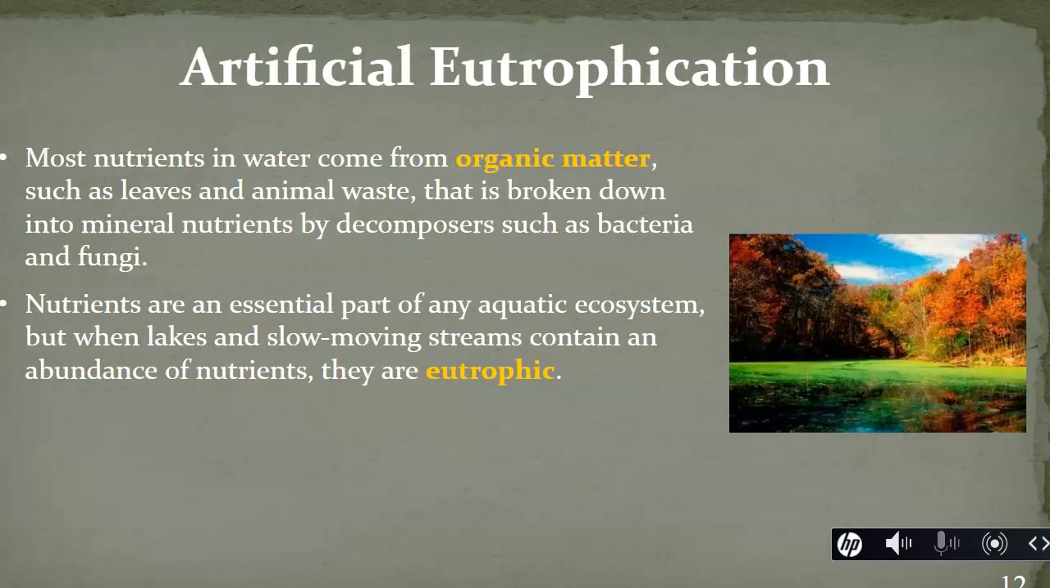We also have this idea of artificial eutrophication. So most nutrients in water come from organic matter, right? Leaves, animal waste, and that's broken down by our bacteria and our fungi. Nutrients are an essential part of an aquatic ecosystem. So when lakes and slow-moving streams contain an abundance, or an overabundance, which we'll see, they're called eutrophic.